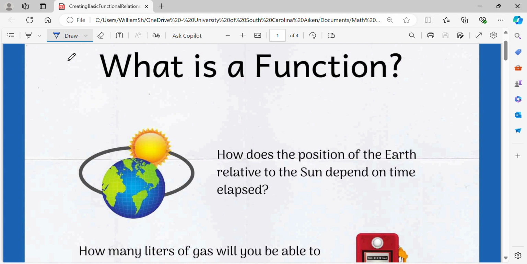So let's look at this. It says, what is a function? Well, let's think about how the position of the earth relative to the sun depends on time elapsed. We can represent that with a function. Now, the average person probably can't, but a scientist or researcher in that field can most certainly represent that English statement with a function.